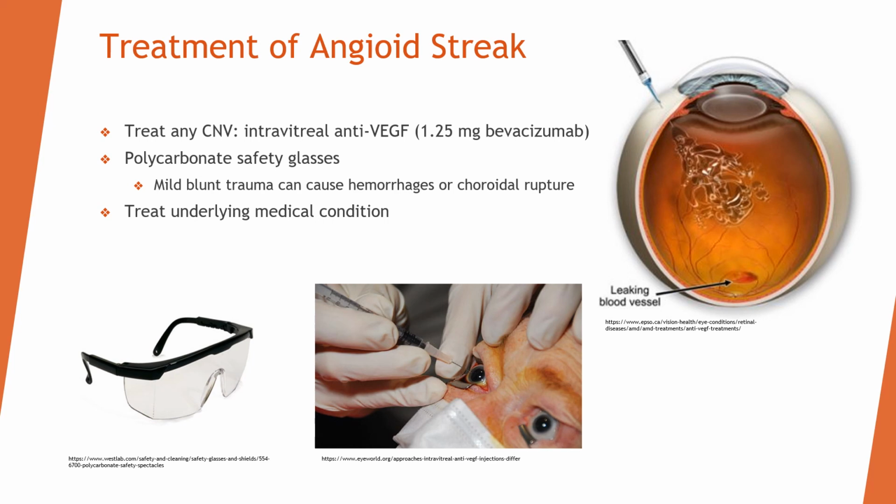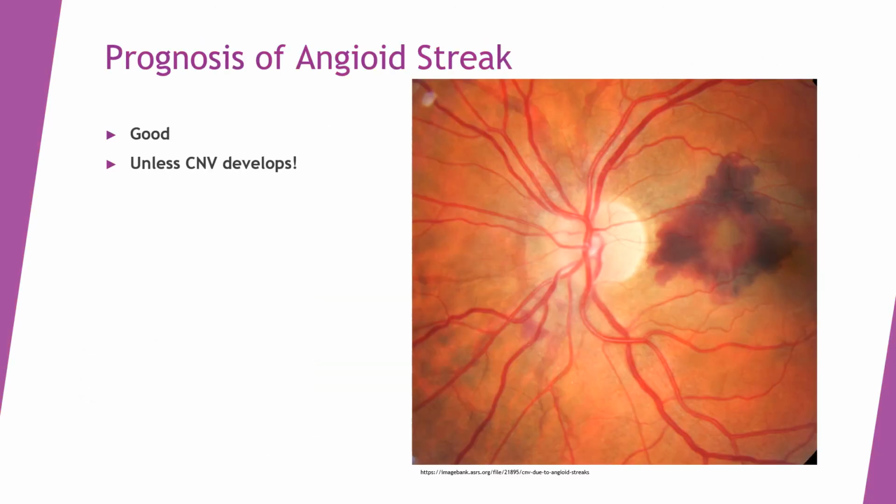We could also employ polycarbonate safety glasses to prevent any trauma, because this can cause hemorrhages or even choroidal ruptures. And as always, we try to detect and treat underlying medical conditions that contribute to the angioid streak. Prognosis of an angioid streak is good unless choroidal neovascularization develops.